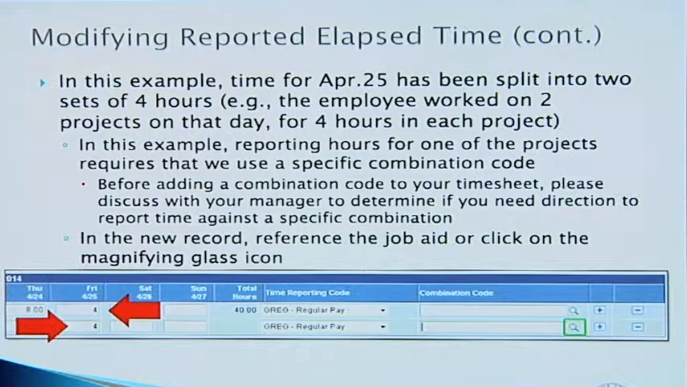In this example, reporting hours for one of the projects requires that we use a specific combination code. Before adding a combination code to your timesheet, please discuss with your manager to determine if you need direction to report time against a specific combination code. In the new record, reference the job aid or click on the magnifying glass icon.